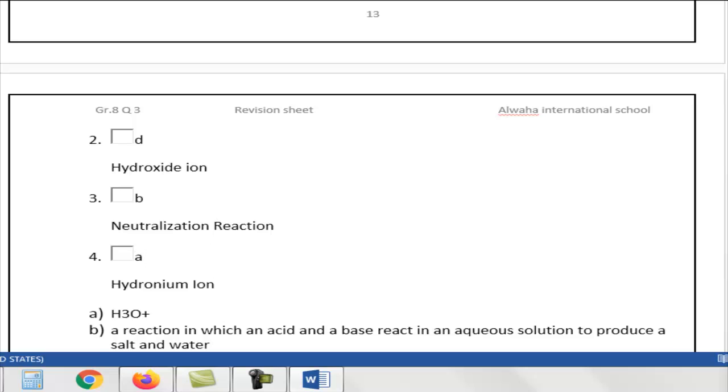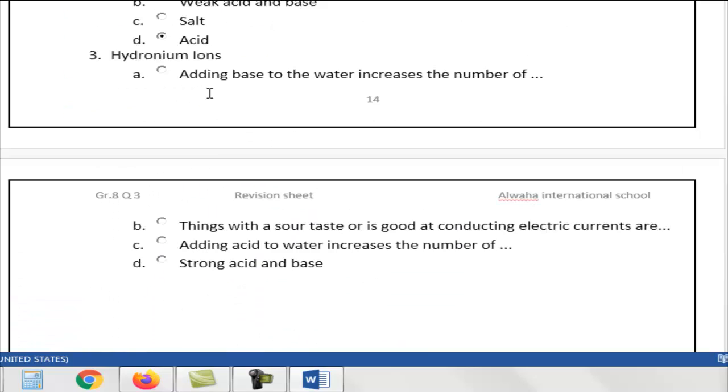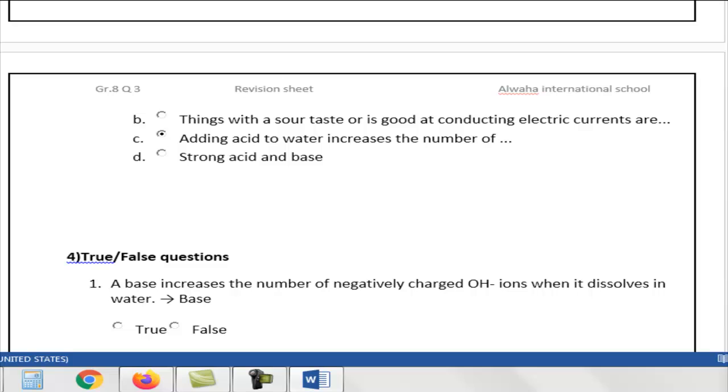Okay, let us solve the MCQ questions. One, an ionic compound made from the neutralization of an acid with a base. It will be number D, salt. Two, what increases the number of hydronium ions when it dissolves in water? It will be number D, acid. Three, adding acid to water increases the number of hydronium ions, so it will be number C. Number four, okay, there is no four.